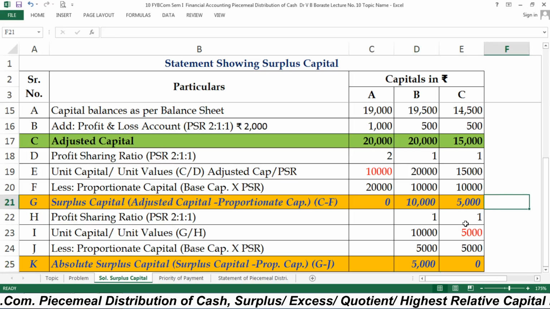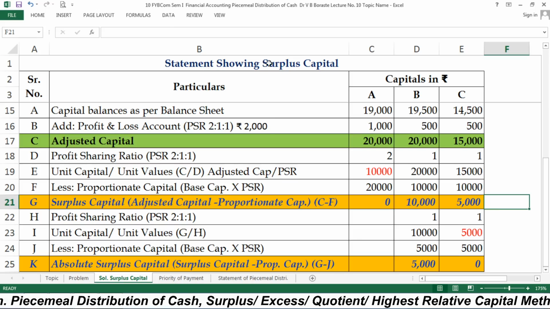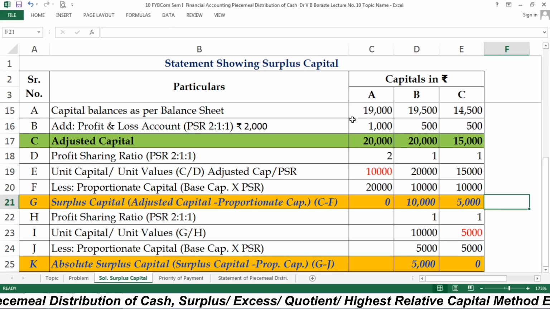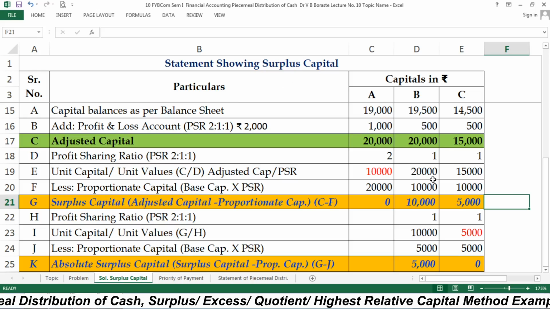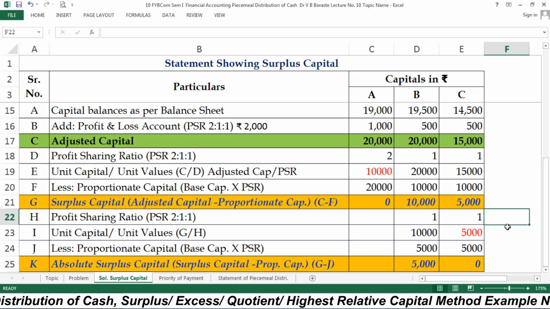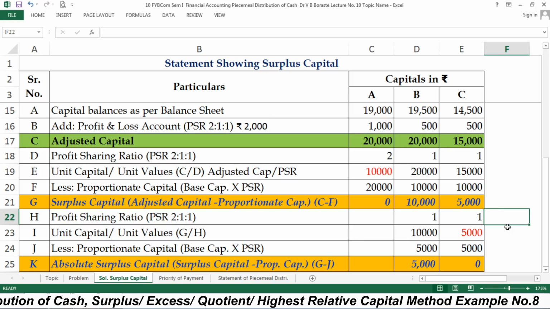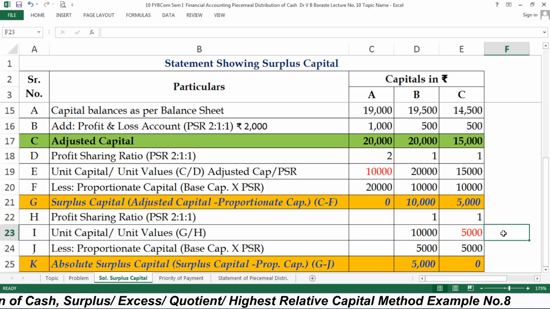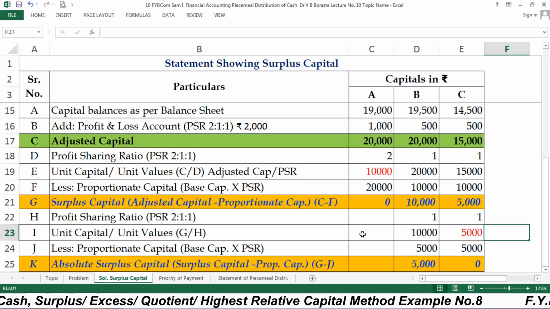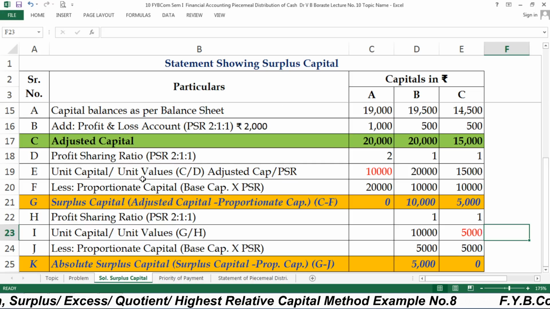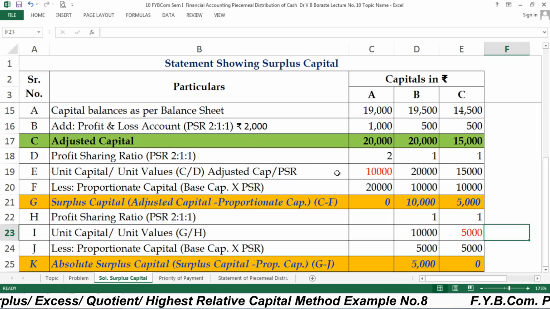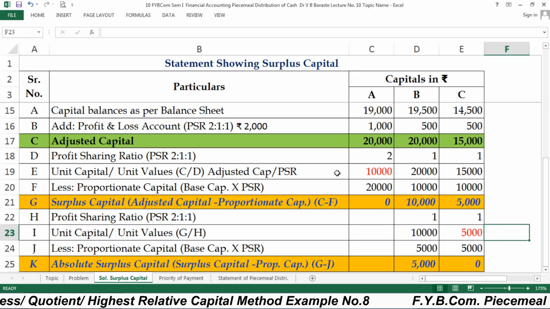So it's a very simple statement of surplus capital. I think all of you understand this statement of surplus capital. If not, in the next example I will again discuss how to calculate surplus capital. Or you can see this video by rewinding it.